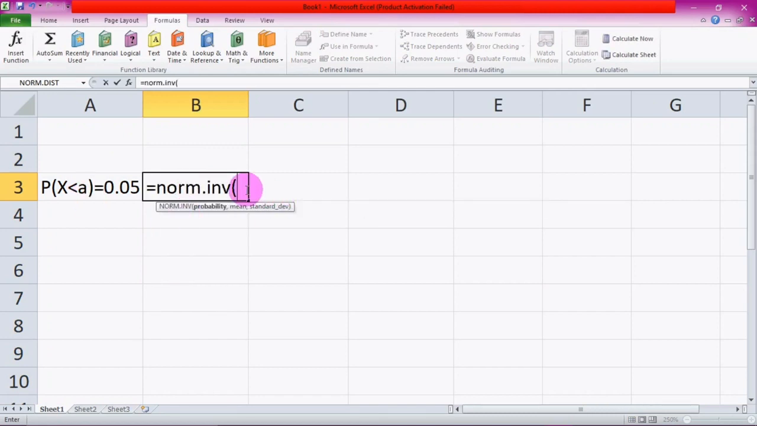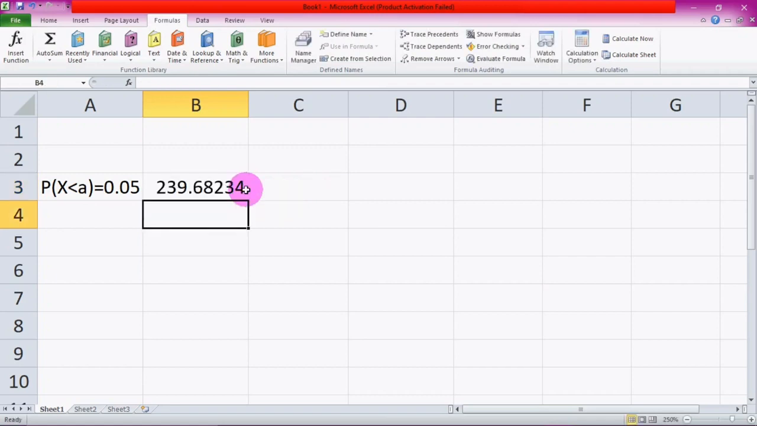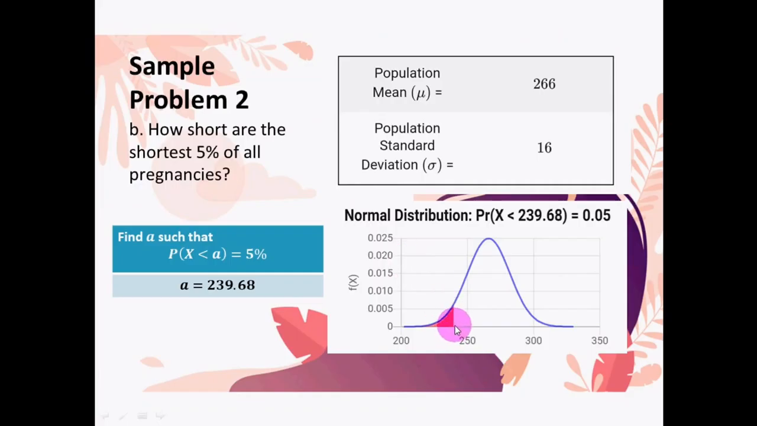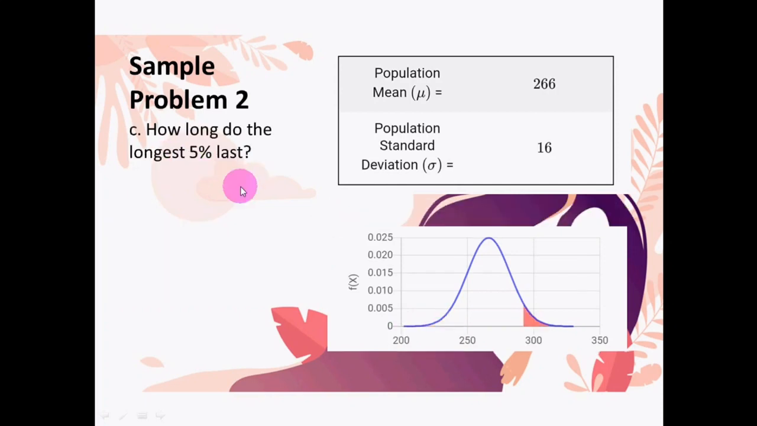So the probability is 0.05. The mean of the distribution is 266 days. And the standard deviation is 16 days. And we get 239.68. Our A is actually 239.68. And this means that the shortest 5% of all pregnancies are 239 days or shorter, even shorter. So this answers our second question.